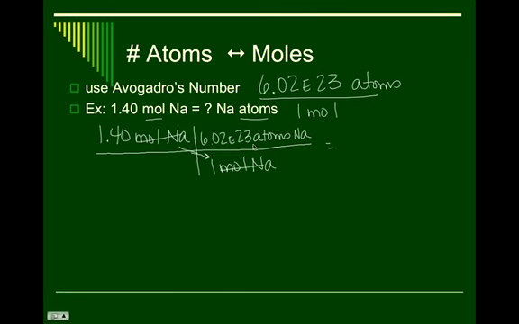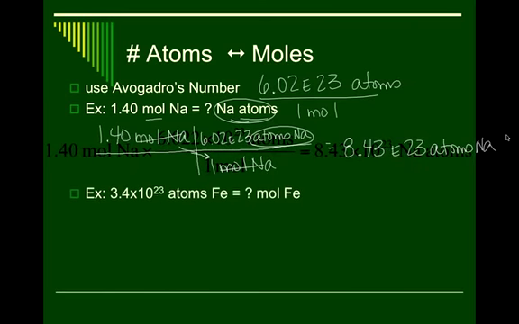Cancel out my moles. What I'm left with is atoms of sodium, which is what I want to be in. And so you can see all I have to do is multiply 1.4 times 6.02, and you end up with, it was 8 point something, 8.3 something. I guess I'll actually have to enter this in because I don't remember what it is. 1.4 times 6.02 E23, 8.43. So it's 8.43 times 10 to the 23rd, and the units are atoms of sodium.